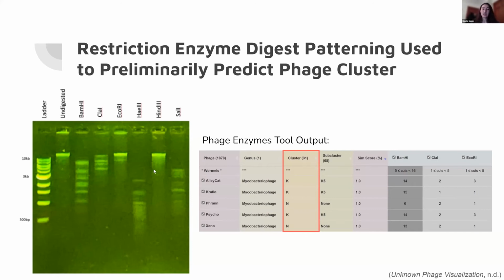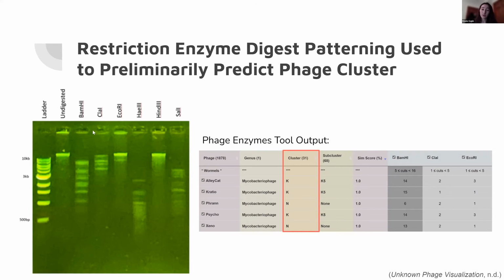And so in order to narrow down which cluster our phage might belong to, we first digest it with a number of different restriction enzymes seen here at the top of the gel. And because phages in the same cluster, as she mentioned, have over 50% genome similarity, they also tend to have restriction enzymes bind and cut at similar or the same locations. And so they end up having similar numbers of fragments when run out on a gel.